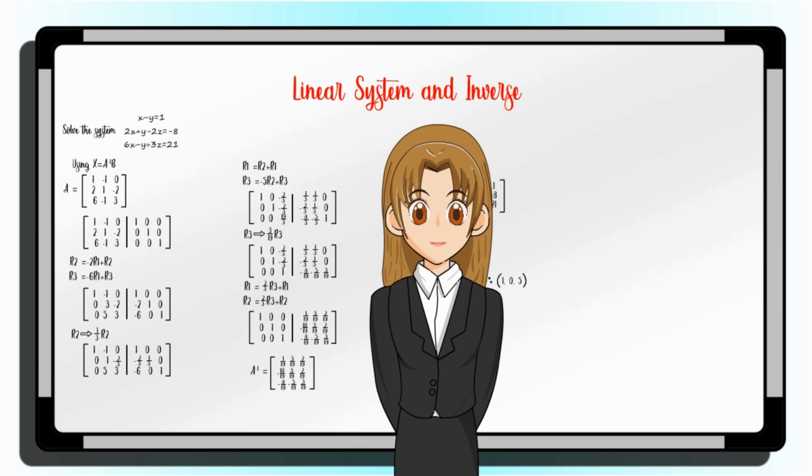Always remember the formula x equals A inverse B because it is the key for finding the solution of a linear system. After solving the system, if you have doubt about your answer, substitute your answer in any of the given linear equations. If the equation is equal, then you have the right answer. To be more confident, try to substitute your answer in all the given linear equations.